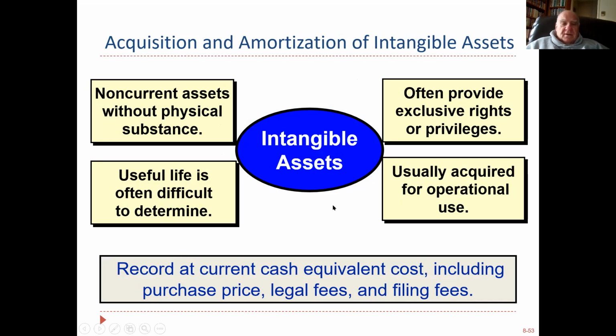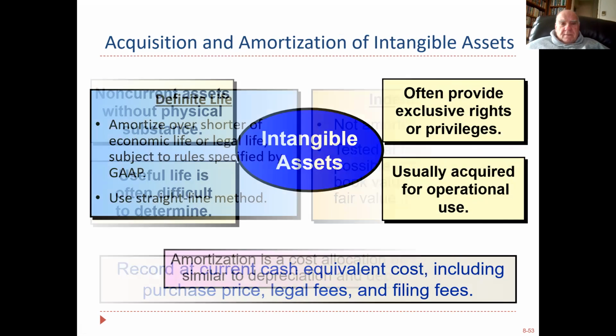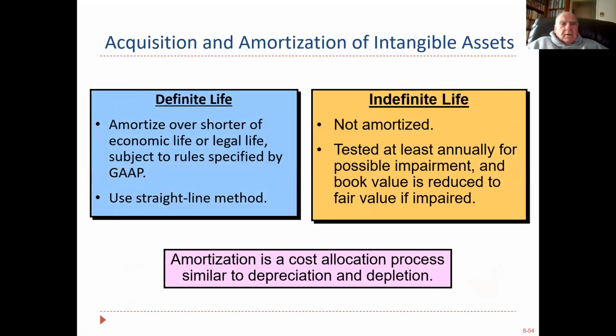I guess what they're telling us is companies will always be looking to get a patent to sell their product or a trademark or something. And you record these assets at the equivalent cost, and that can include the purchase price of it, plus legal fees, filing fees, search fees. So let's go through this here. In order to amortize something, you amortize over the shorter of the economic life or the legal life, subject to GAAP, okay? Subject to GAAP.